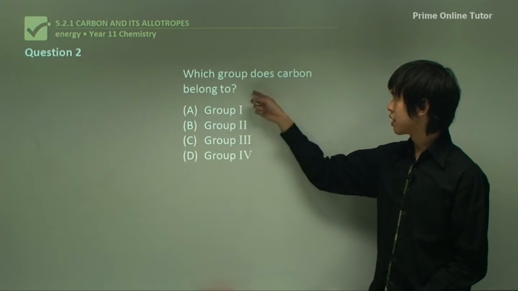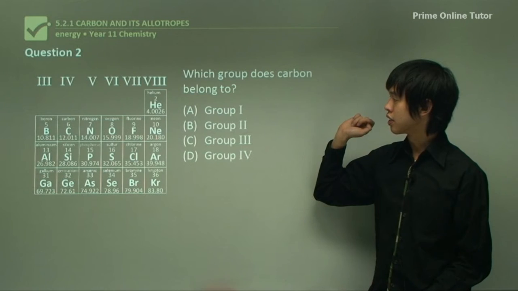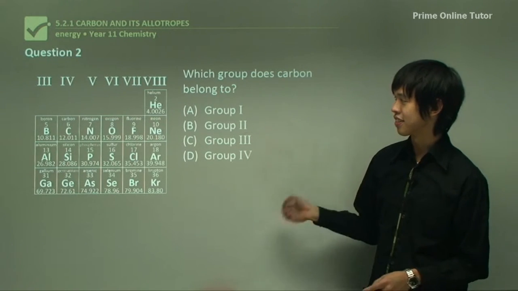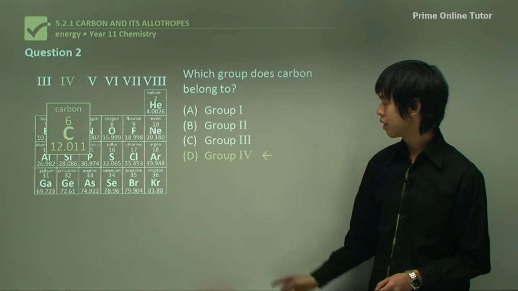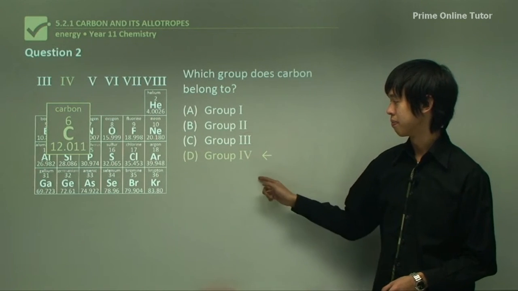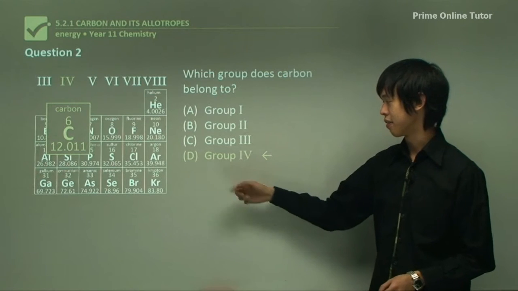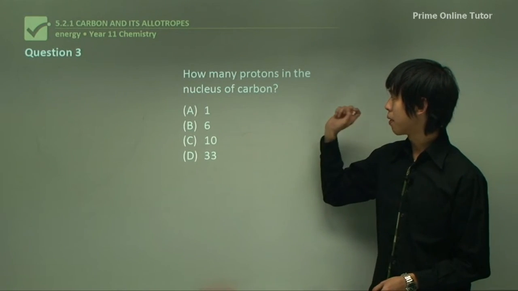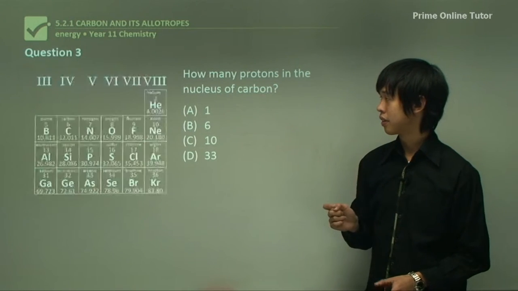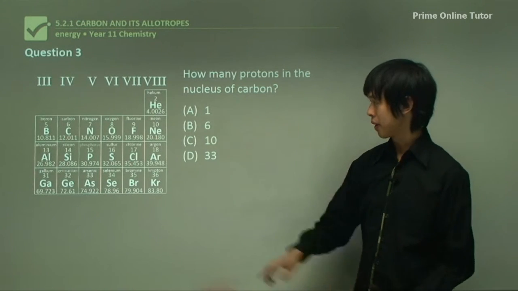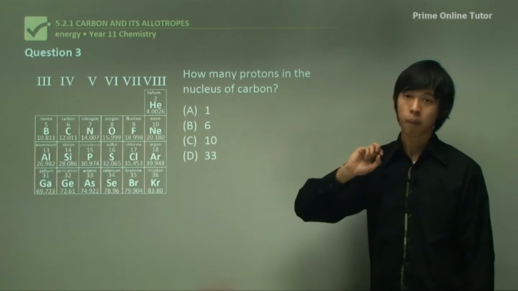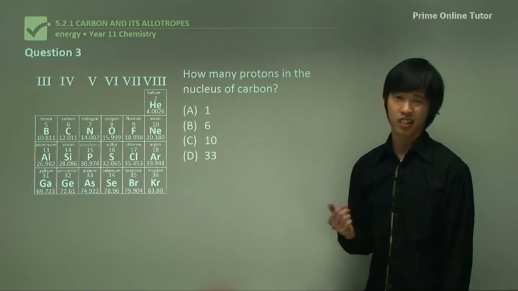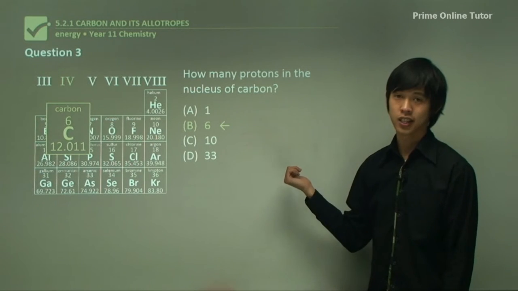So which group does carbon belong to? So we look at our periodic table and we find carbon, so it's pretty obvious what the answer is when we look at that diagram. And the answer is D, which is group 4. Okay. So how many protons in the nucleus of carbon? So again, we look at our periodic table and we ask ourselves, well, what is the atomic number? And the atomic number tells us the number of protons. And so from this, we can see instantly what it is. And the answer is 6.